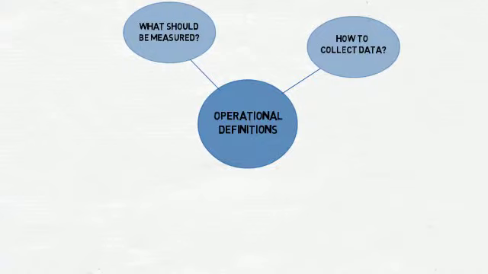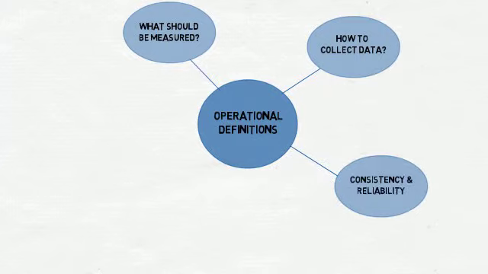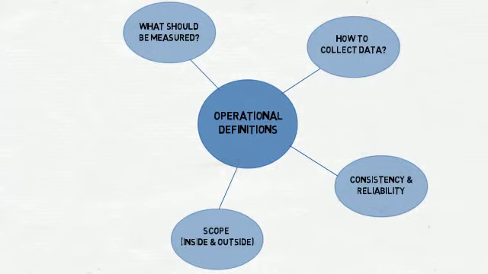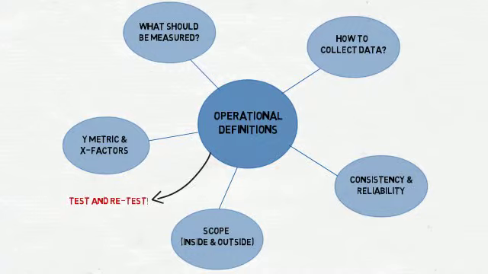Operational definitions provide everyone with the same meaning and ensure that consistency and reliability are built in up front before data collection begins. The definitions describe the scope of the measure, not only what is included, but what is not included as well. Operational definitions help to determine both the Y metric and any X factors. It is imperative that definitions are tested and retested before data collection begins, so you get it right the first time and your team will only do data collection once.